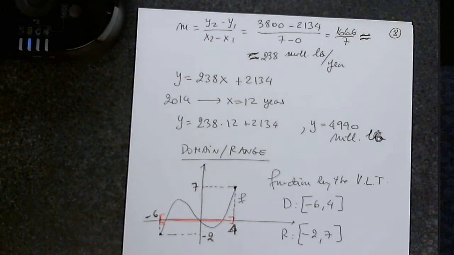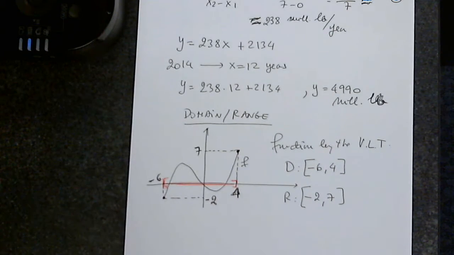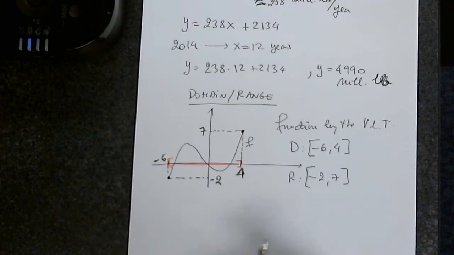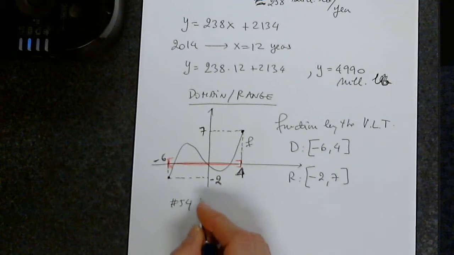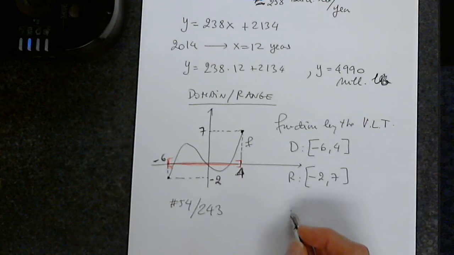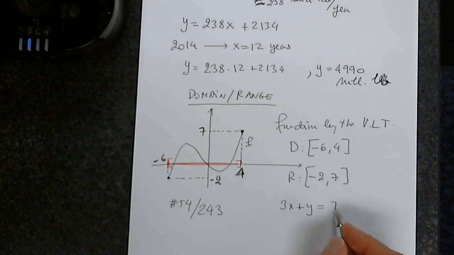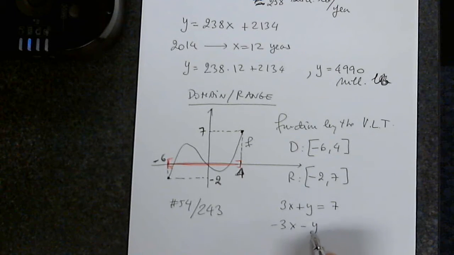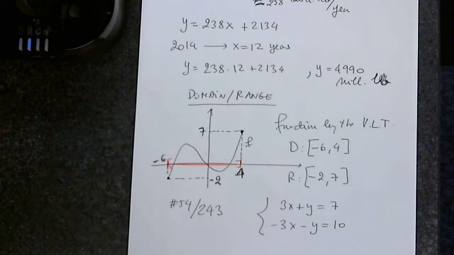Determine whether each pair of lines is parallel, perpendicular, or none of the above. So let's say 54 on page 243. We're given 3x plus y equals 7 and negative 3x minus y equals 10. We're given two lines. We are told, don't graph it. Just tell me whether the two lines are parallel, perpendicular, or none of the above. How do I determine that? Their slope. Yeah. Very good. I have to find the slope.